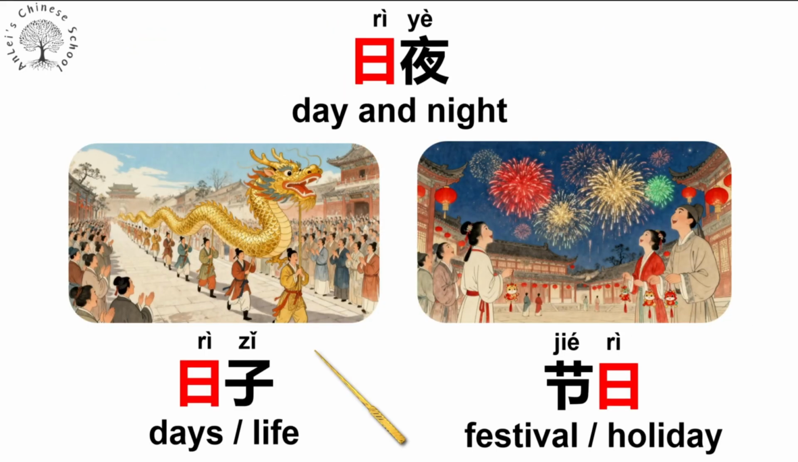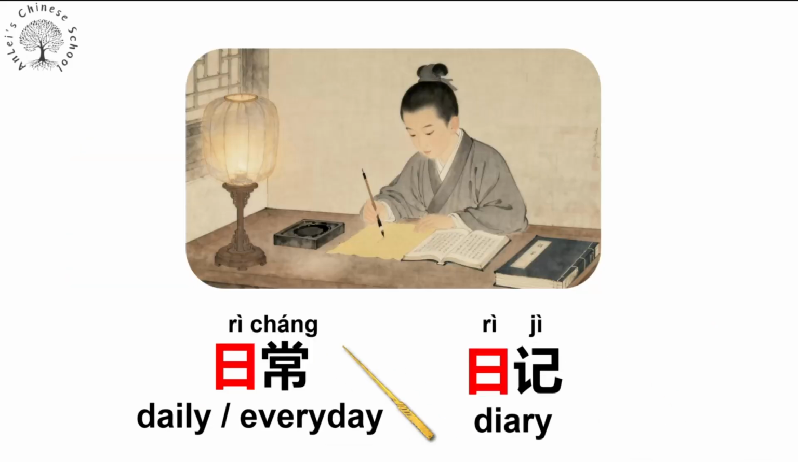The character 日 is a very commonly used character in Chinese. It can form words such as 日夜, day and night, 日子, days, life, and 节日, festival, holiday. A special 日子 is 节日. 日常, daily, everyday. 日记, diary. 写日记是一件日常行为. Keeping a diary is a daily activity.